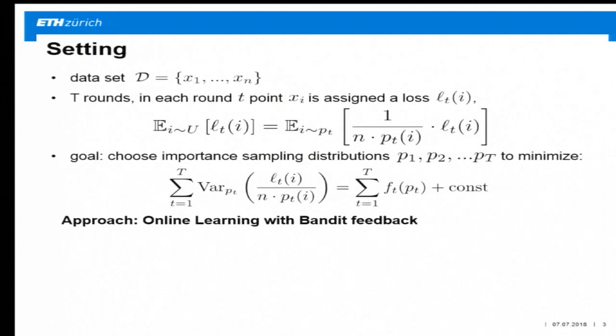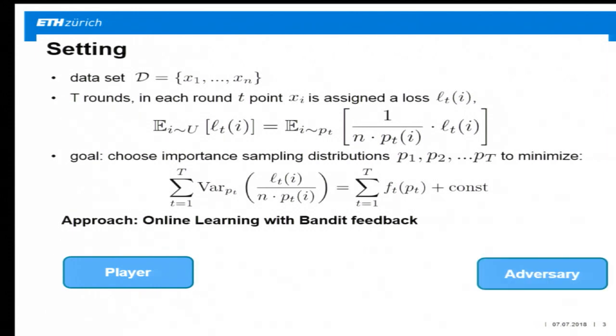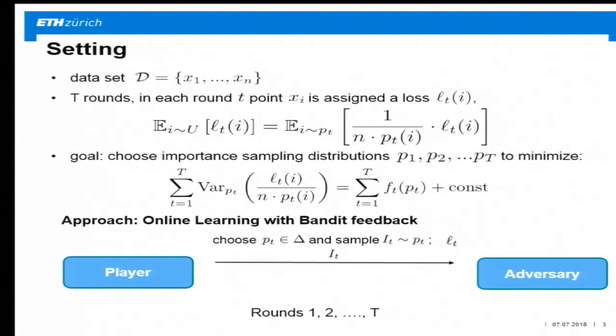So we approach the problem from an online learning perspective with bandit feedback, where our protocol goes as follows. We have a player and an adversary playing in T rounds. In each round, the player chooses the sampling distribution and samples a point according to that. Meanwhile, in parallel, the adversary chooses the losses. The player communicates the chosen index to the adversary, and the adversary responds with the bandit feedback, the loss at the chosen point, and additionally, the player incurs the cost f_t(p_t).